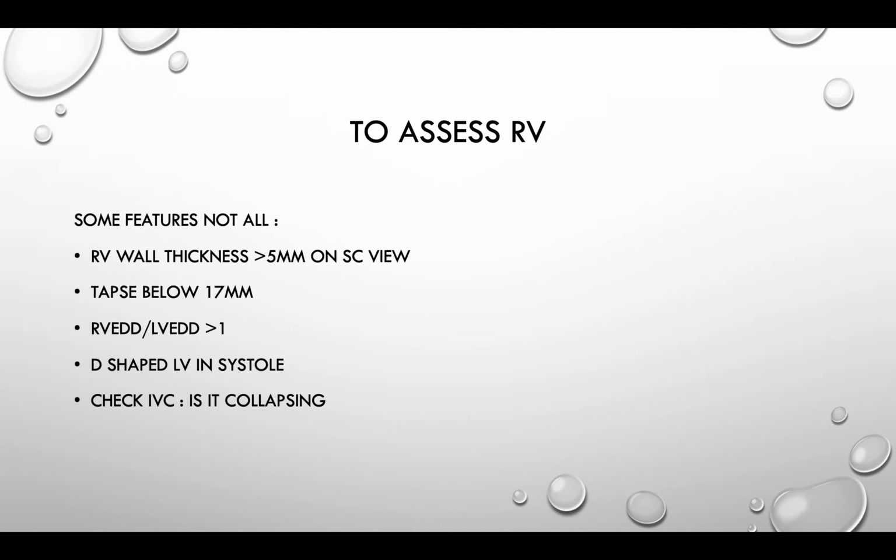So the things that we quickly looked at and mentioned was just the RV wall thickness of more than 5mm on your subcostal view, which is quite important. TAPSE below 17mm. TAPSE is your tricuspid annular plane systolic excursion that you just measure. I'll have another video about that later on. Measuring the end-diastolic diameter of the RV and comparing it to LV, if it's above 1, it's a marker of the RV dilation. And then the D-shaped LV in systole is a marker of pressure overload.